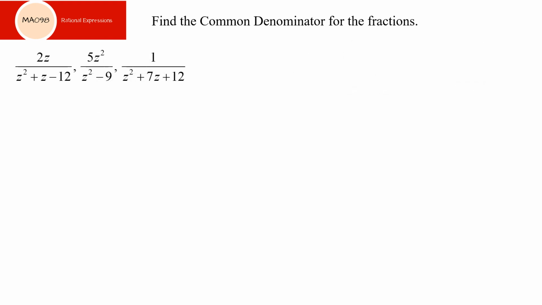Now for this one, we have to factor all of the denominators. For the first one, I'm going to go through the process. For the rest of them, since we have been factoring a lot, I'm just going to put the answers. So for the first one, we need to multiply to negative 12 and add to 1. In this case, we get z minus 3 times z plus 4.